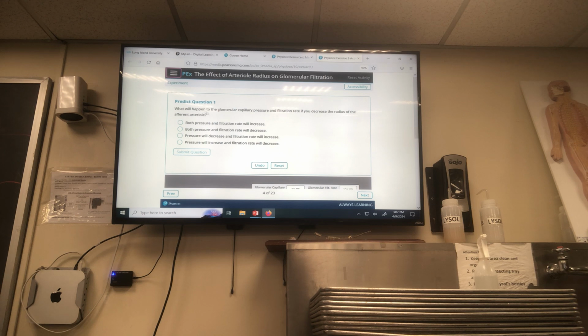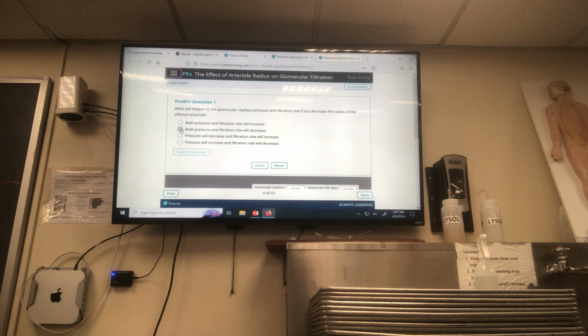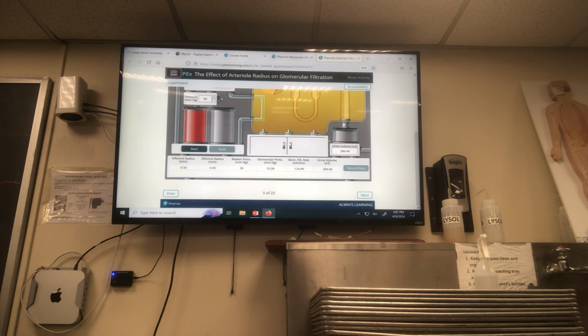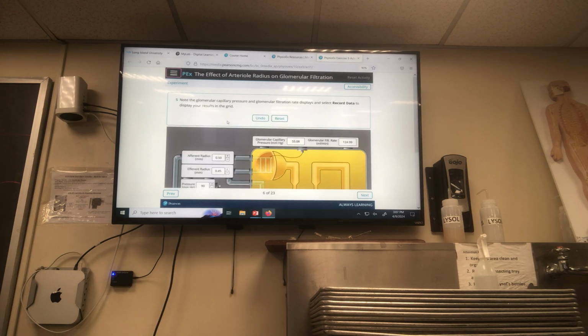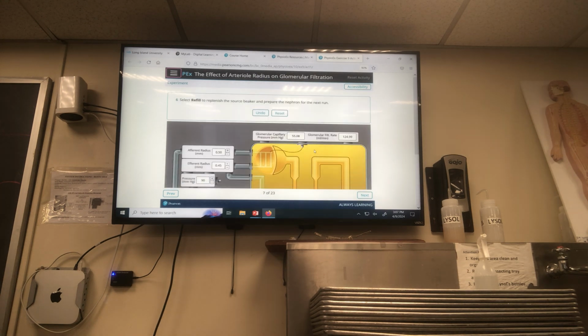Prediction. What will happen to the glomerular capillary pressure and filtration rate if you decrease the radius of the afferent arteriole? If I decrease the radius of my afferent arteriole, everything is going to drop. So both pressure and filtration will decrease. Next, note the glomerular capillary pressure. Okay, we have done that.